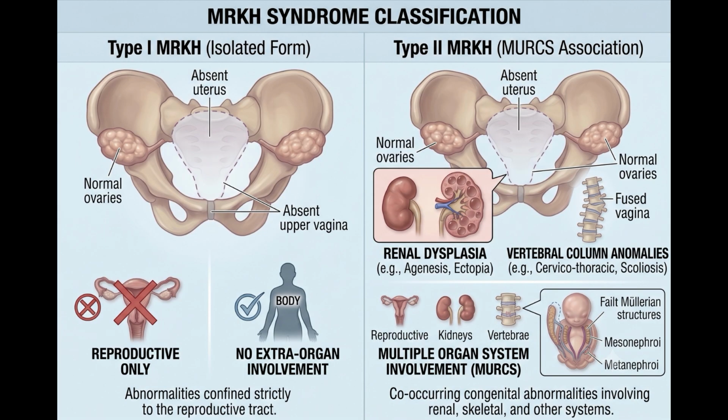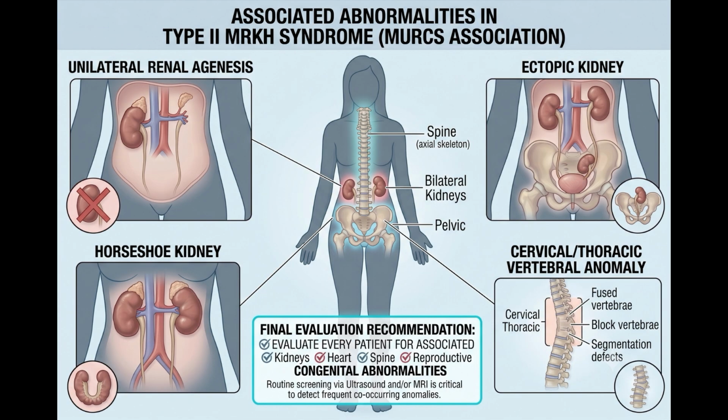MRKH syndrome is broadly divided into two forms. Type I, also called the isolated form, is confined to abnormalities of the reproductive tract. Only the uterus and upper vagina are affected. Type 2, sometimes referred to as the MURCS association, includes additional congenital abnormalities involving other organ systems. These commonly involve the kidneys and the axial skeleton.